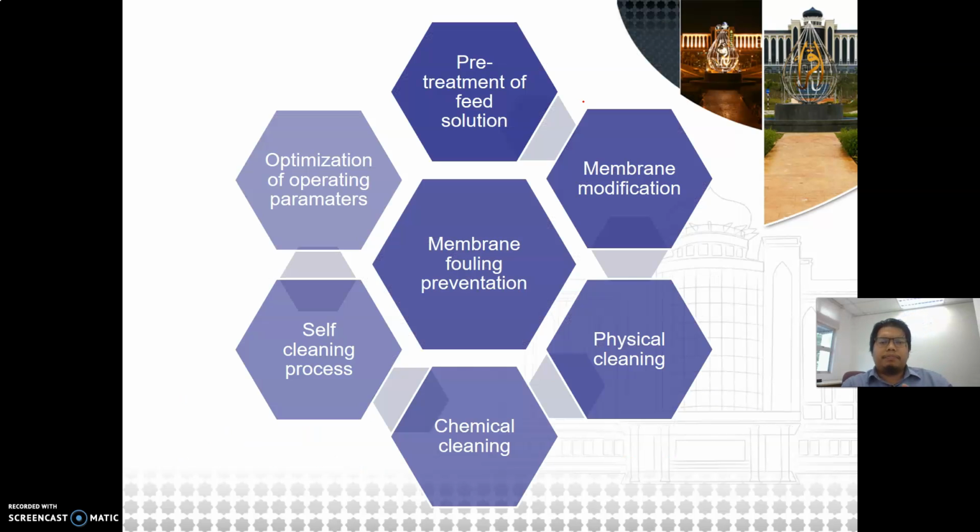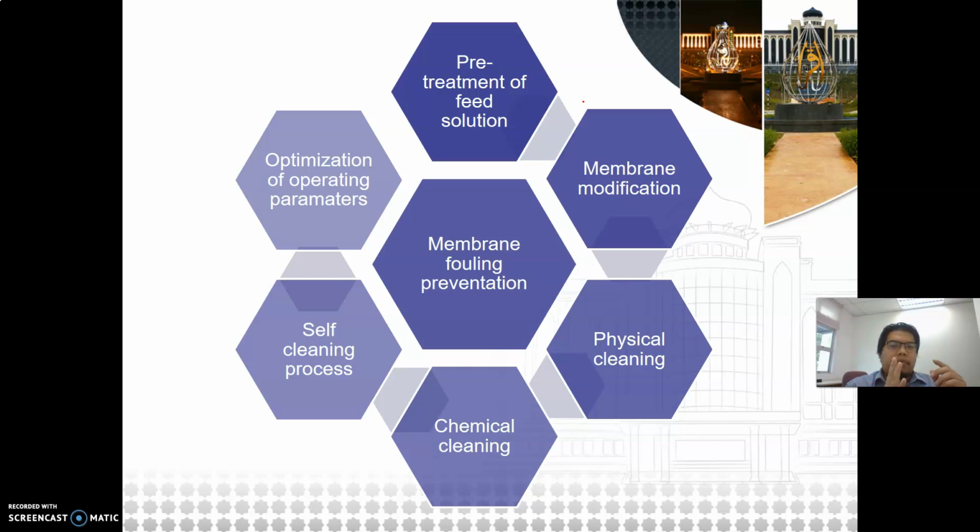So for membrane fouling prevention, we have a few things that we can do to prevent the membrane fouling. First, we need to treat the feed solution. If we're dealing with large particles, we first remove the larger particles, and then we use the solution for the further process.